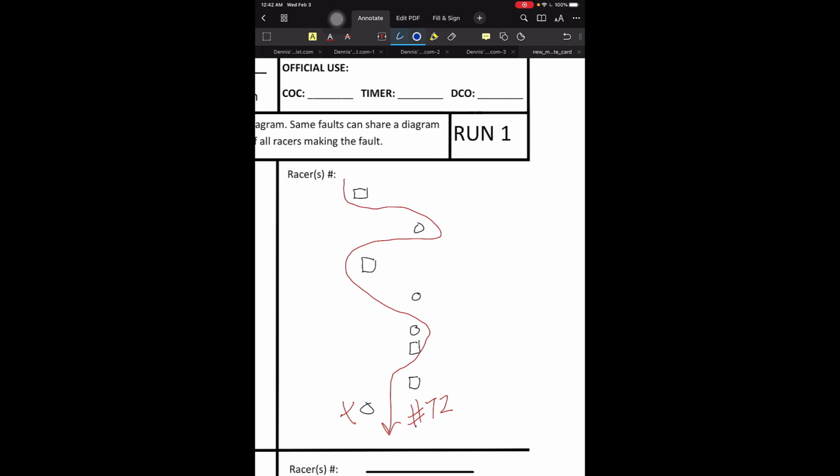Suppose someone else came through and took that line. Let's say that was racer 49. You just simply share the diagram and write down number 49. That's an important idea. Anytime you have similar DQs, they can share a diagram.